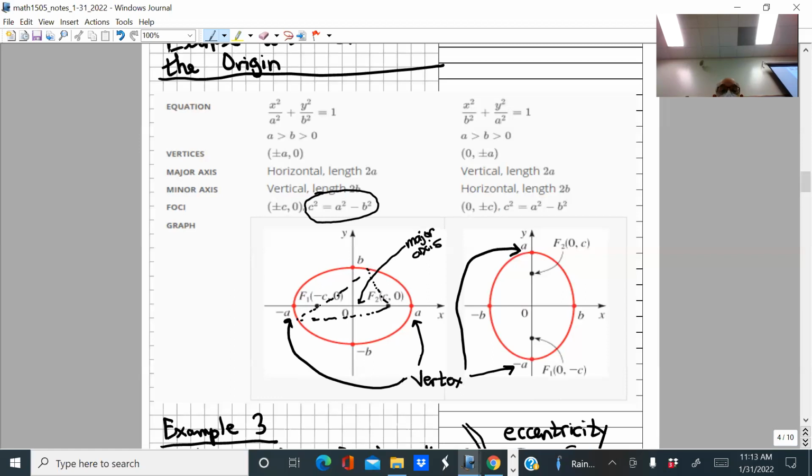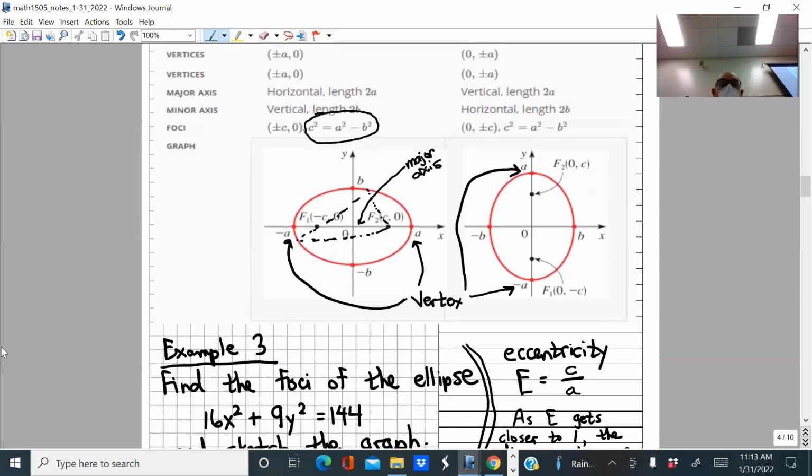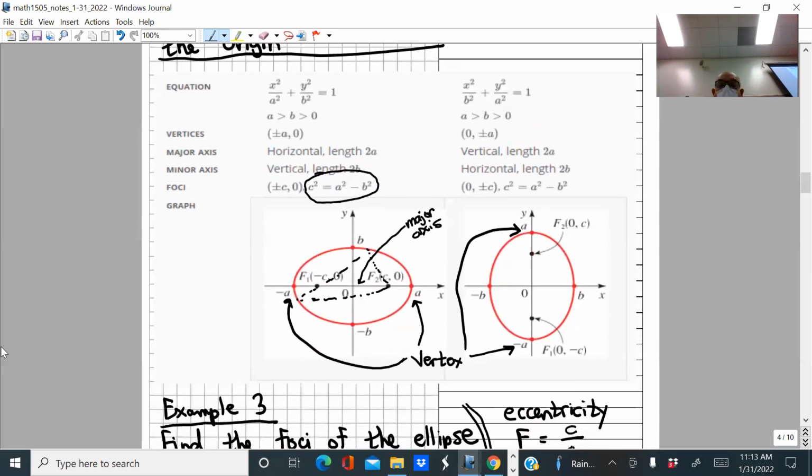So if you're standing here and you talk, someone standing at this focal point is going to be able to hear you very clearly. That's just the physical property of ellipses. That's called the reflection property. That also makes ellipses useful in applications. Well, so much for describing ellipses in algebraic form.